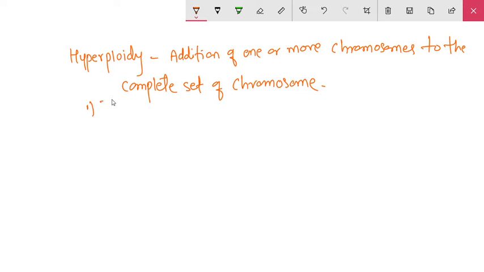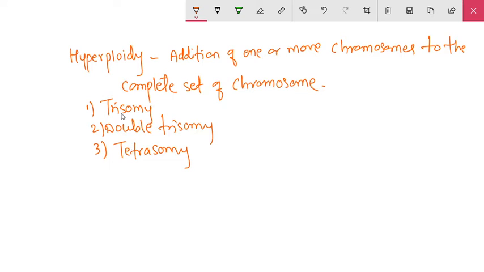Number one, that is trisomy. The second, that is double trisomy, and the third, that is tetrasomy. So these three types: trisomy, double trisomy, and tetrasomy. First of all, we will discuss trisomy. Trisomy means what?